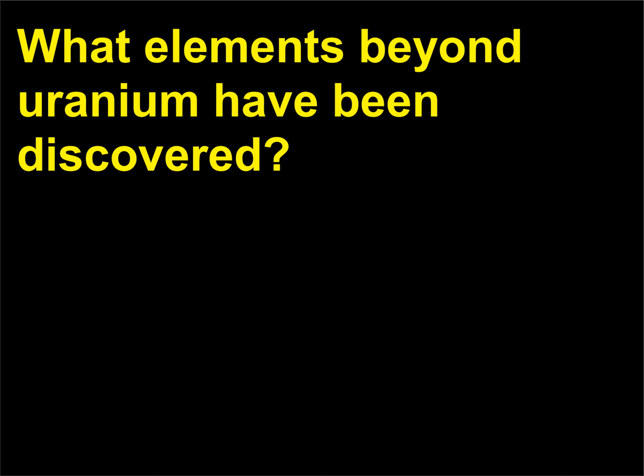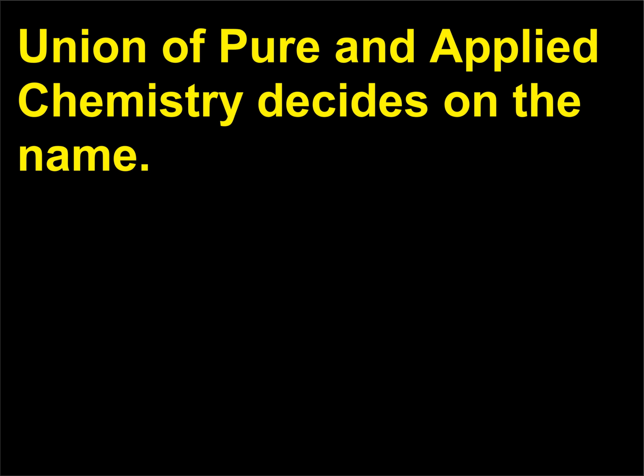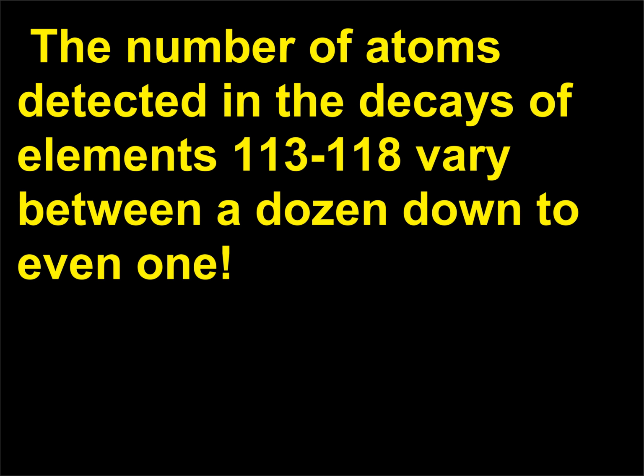What elements beyond uranium have been discovered? Elements 113 to 118 have temporary names until the International Union of Pure and Applied Chemistry decides on the name. The number of atoms detected in the decays of elements 113 to 118 vary between a dozen down to even 1.